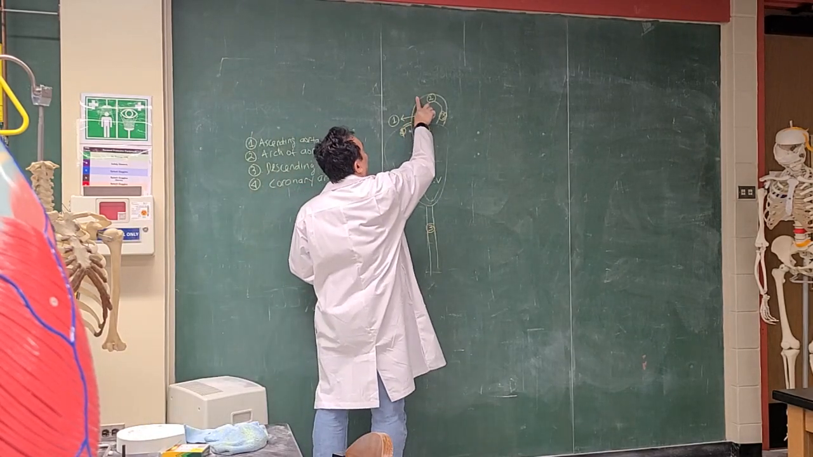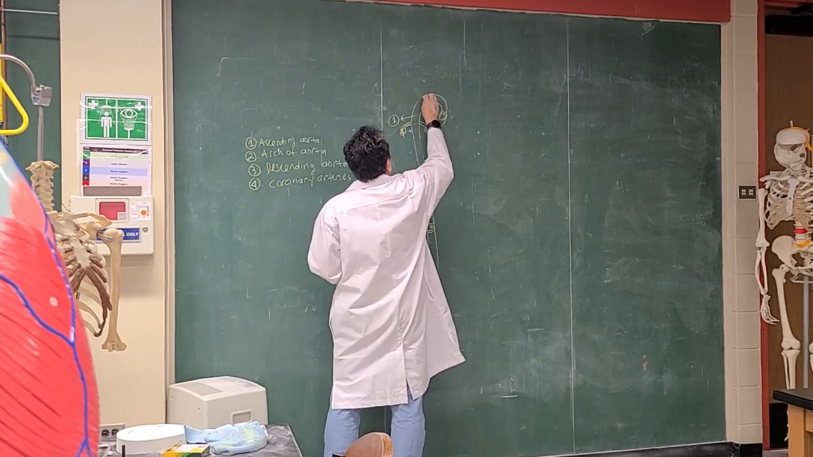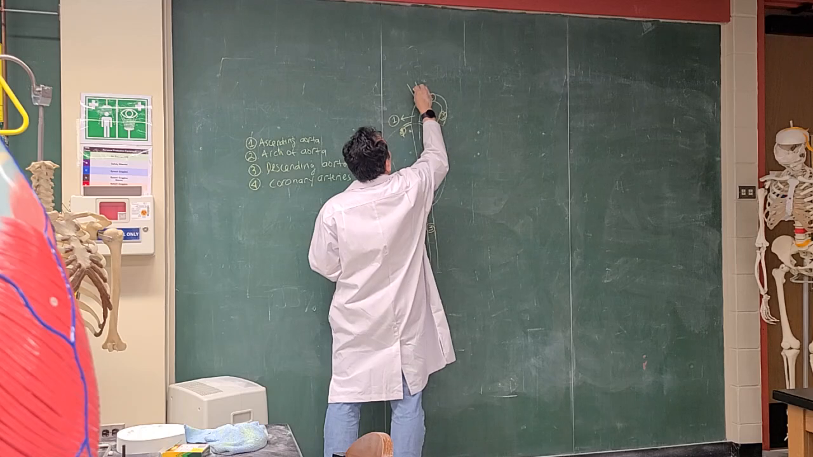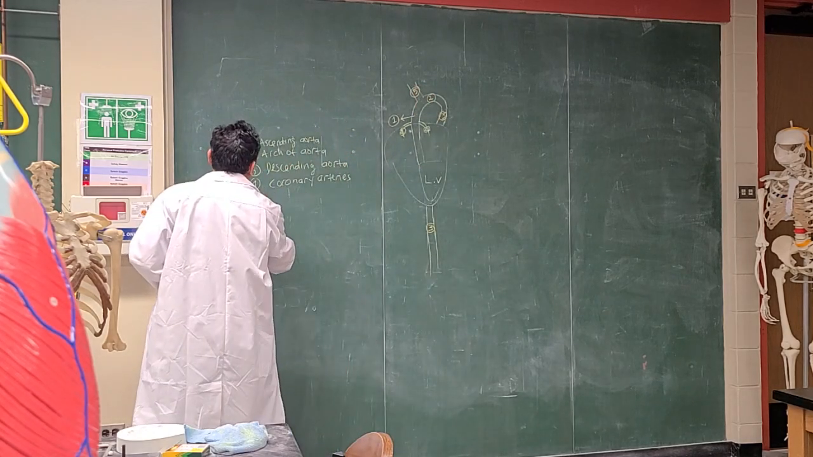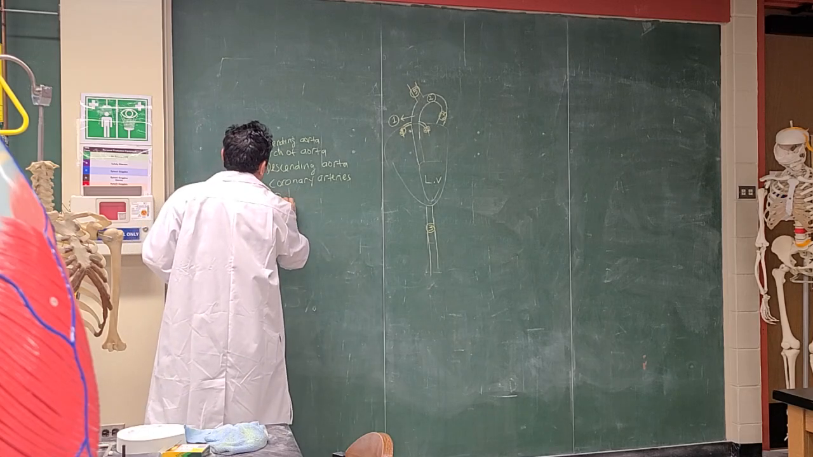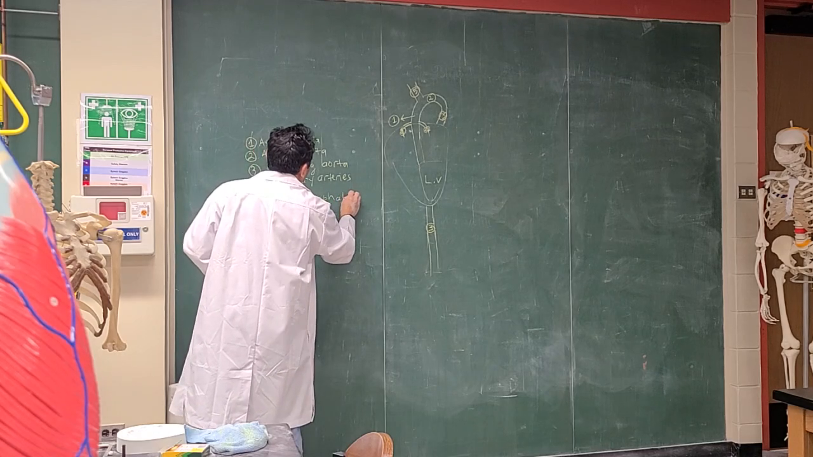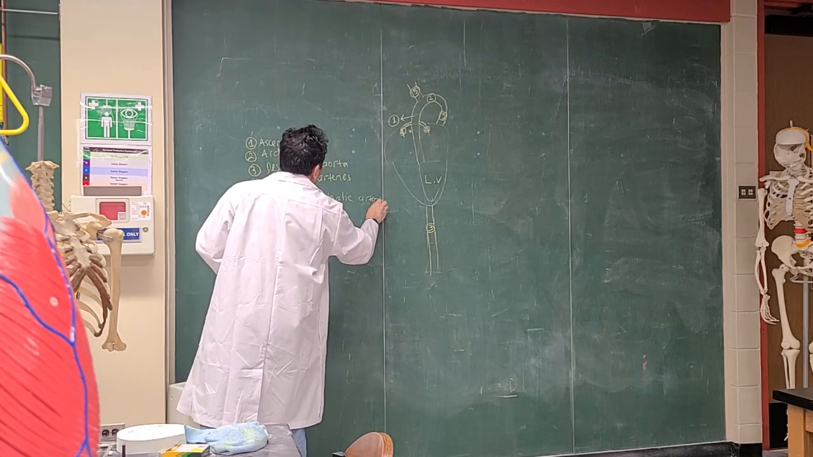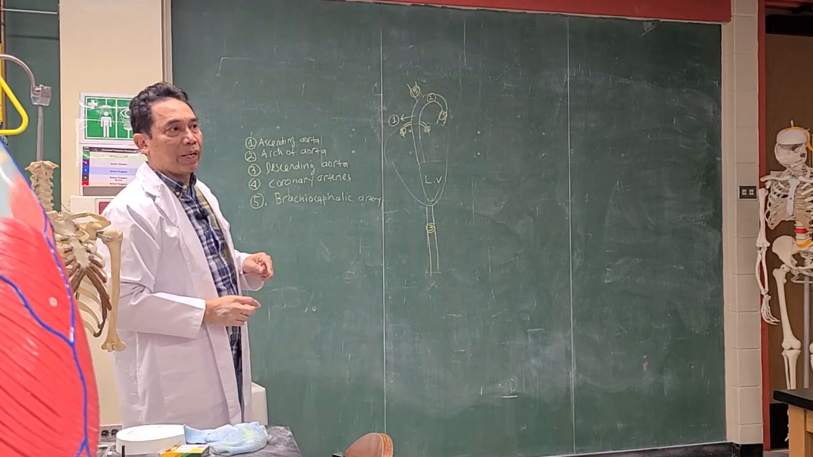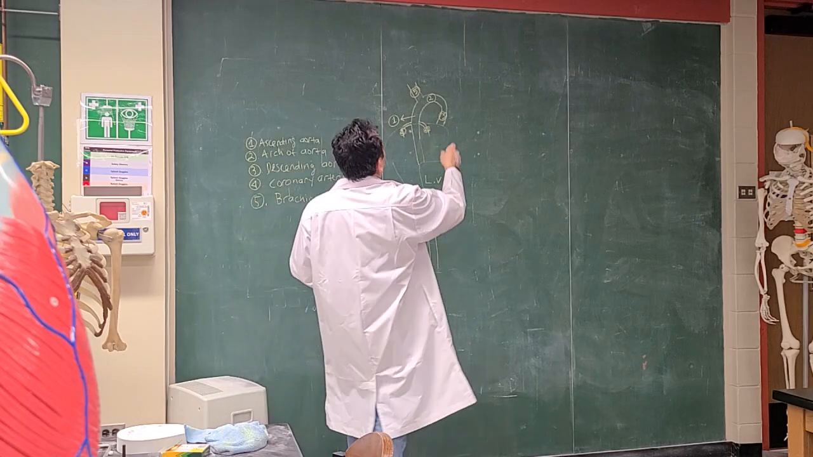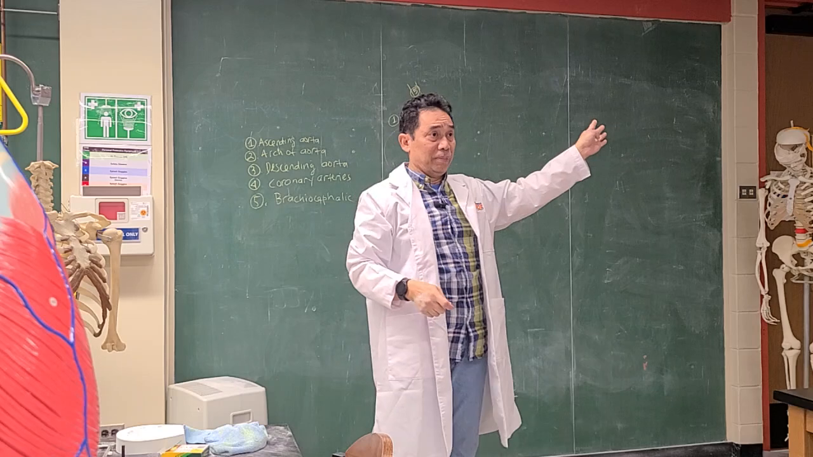That's number 4. Now look at number 5. This is coming from the arch of the aorta on the right side. Okay? Over here, that's going to be number 5. That number 5 is called the brachiocephalic artery. Number 5.